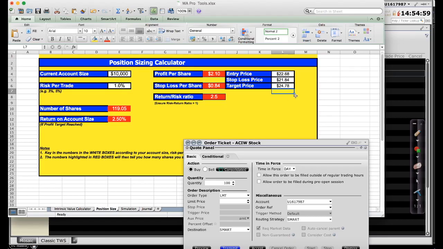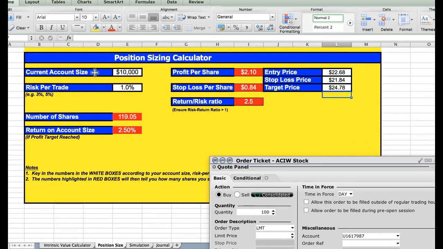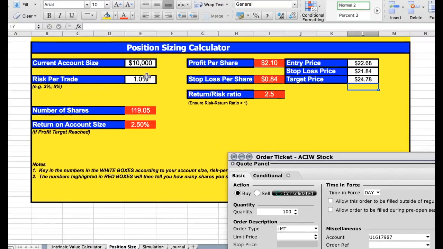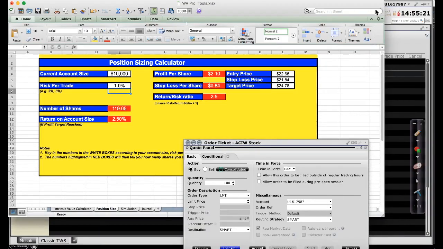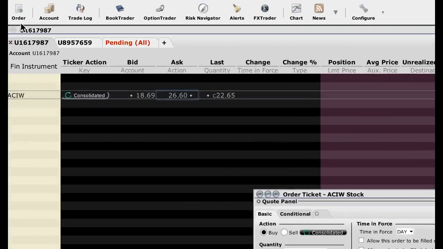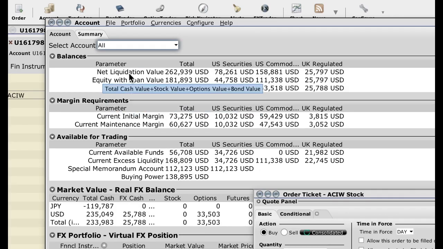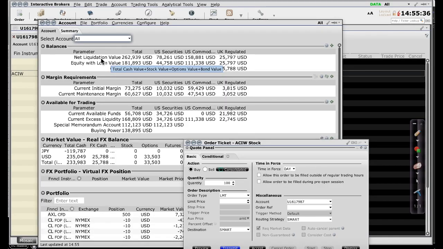Okay. So we have to key in our current account size. In other words, what is the current capital that we have? Because we only want to risk 1% of that capital. Again, if you're more confident, more experienced, you can risk up to 3%. I always suggest you start risking 1%. So what is the current capital that you have? Again, you have to check with your brokerage platform. If you click on account over here, you can see, for example, look at net liquidation value. Your net liquidation value tells you what is the value of your account, your capital that you have, right?